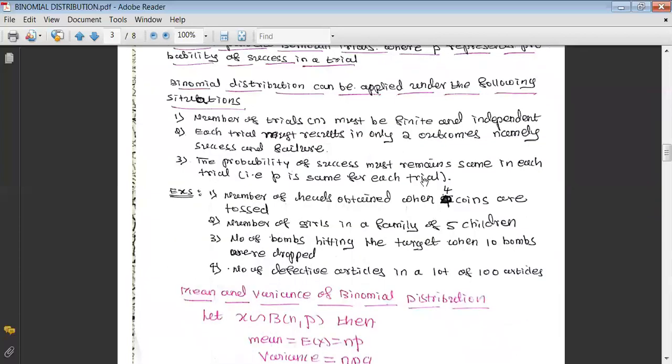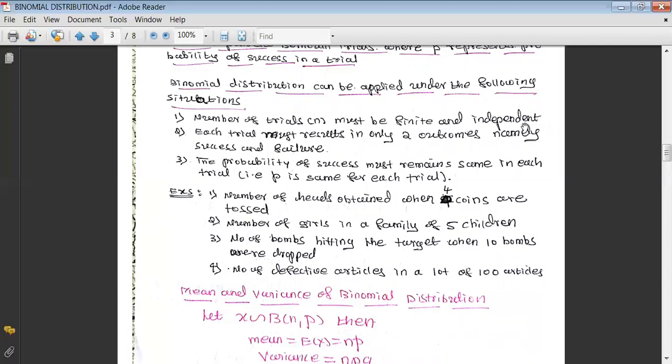Then the question is, when can we apply this distribution, or under what situations can we think of the binomial distribution? The following are the three situations where we can apply the binomial distribution. That's why we have written here: the binomial distribution can be used under the following situations. The first situation is the number of trials n. Here n is the number of Bernoulli trials. The number of trials must be finite and independent.